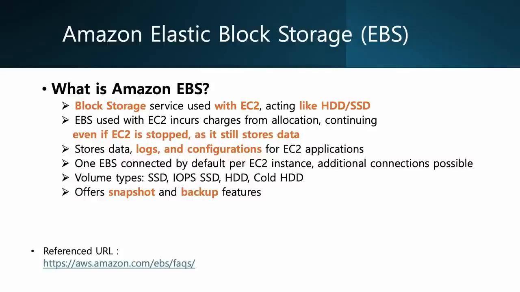By default, one EBS volume is attached to an EC2 instance, but it is possible to attach additional volumes. EBS volume types include SSD, IOPS SSD, and cold HDD, and you can choose according to your purpose. EBS also provides snapshot and backup capabilities. This will help you keep your data safe and recoverable.